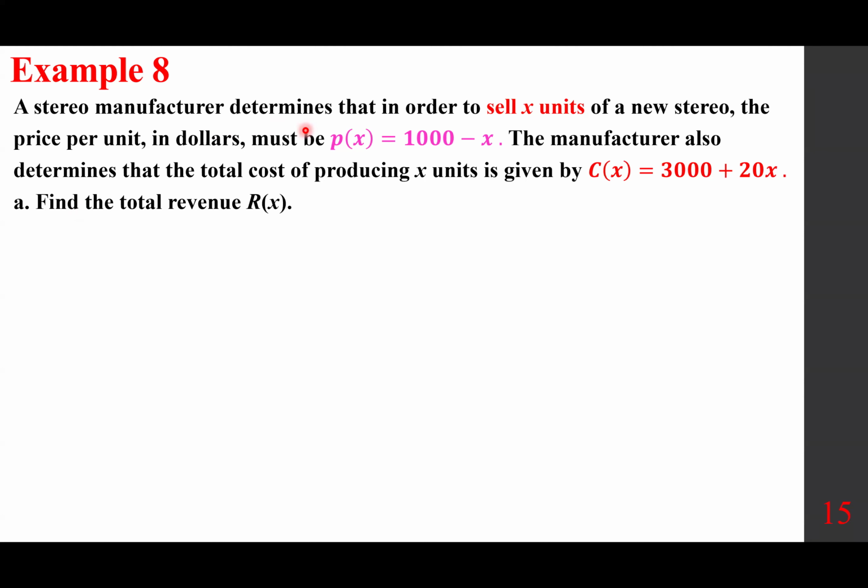A stereo manufacturer determines that in order to sell x units of a new stereo, the price per unit must be this much. P of x equals 1000 minus x. The manufacturer also determines that the total cost of producing x units is C of x equals 3000 plus 20x. Find the total revenue. Remember, we are going to sell x units, and the price is this, so their product, x times P, is the revenue. This is so far elementary algebra. So 1000x minus x squared is our revenue.